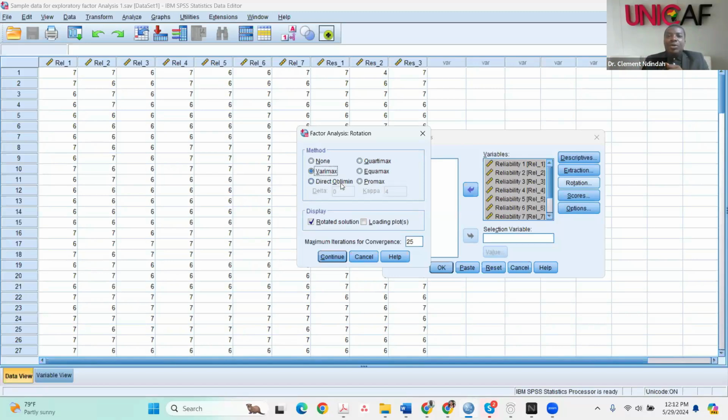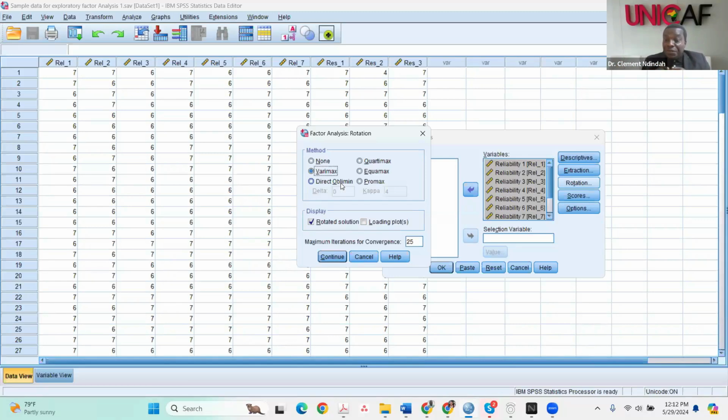Now, for the direct oblique rotation, even when the factors are identified, there is still correlation between them. So if you are in a situation where you suspect some amount of correlation between the factors, then the direct oblique rotation will be suitable.